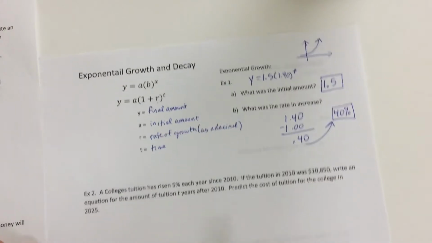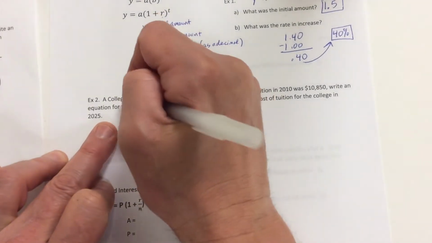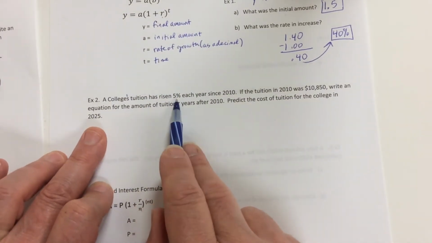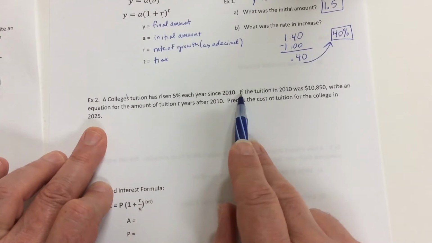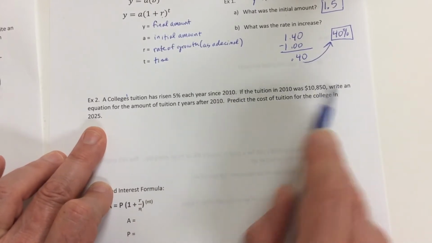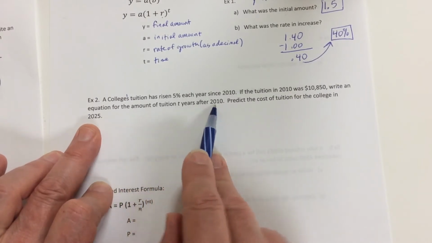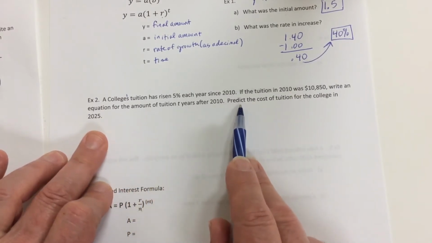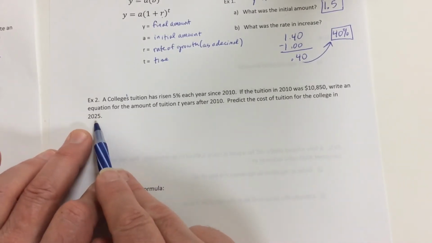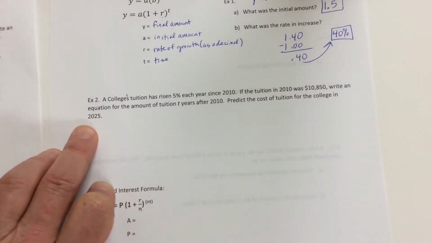Okay, now let's look at this problem right here. A college's tuition has risen 5% each year since 2010. If the tuition in 2010 was $10,850, write an equation for the amount of tuition t years after 2010. Then also, we're going to use that equation to predict the cost of tuition for the college in 2025.